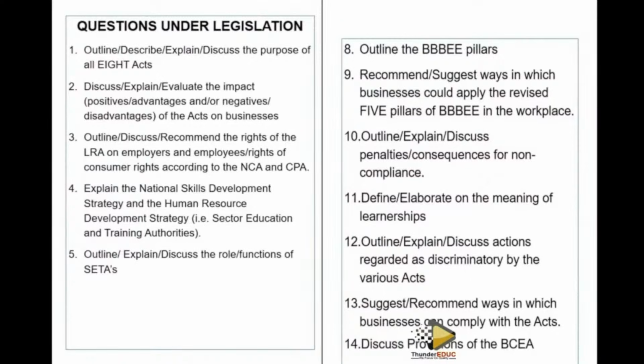We're going to discuss Skills Development Act, Labor Relations Act, Employment Equity Act, Basic Conditions of Employment Act, Compensation for Injuries and Disease Act, Broad-Based Black Economic Empowerment Act, National Credit Act, and lastly, number 8, Consumer Protection Act. So now below are the questions that can be asked under these acts. But remember, we are going to split them. We are going to start with Skills Development Act, then we shall discuss up until the last act.